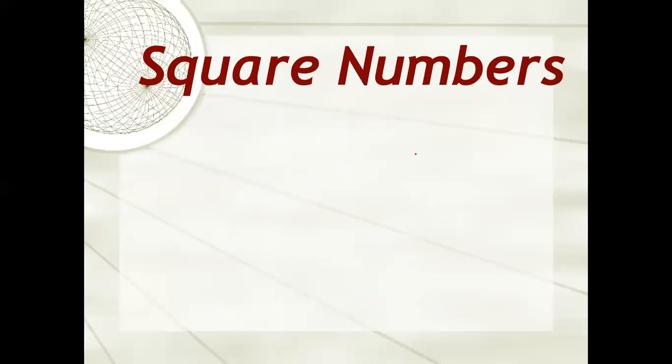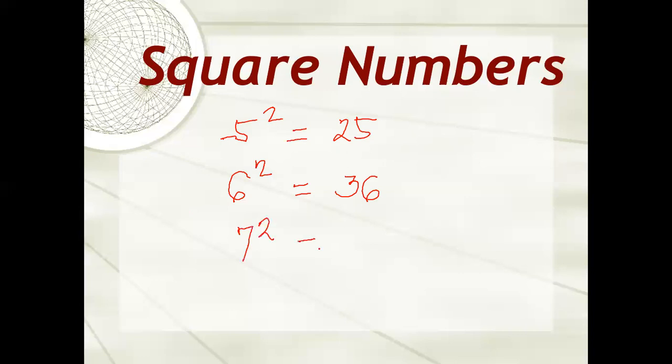Another example of square numbers are the following. So we have 5. 5 squared, or the square of 5, will give us a product of 25. Therefore, 25 is an example of square numbers. We also have 6 squared, or the square of 6, will give us a product of 36. Another one, we have 7 squared. 7 squared will give us a product of 49. And so on and so forth.